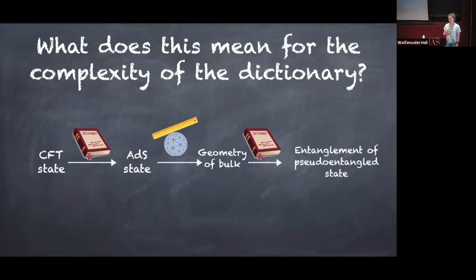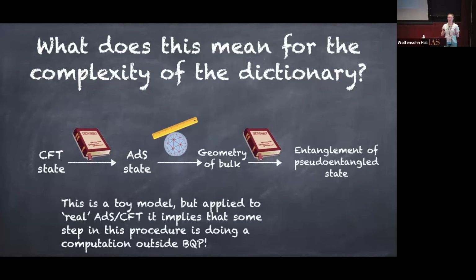We apply the dictionary again to this information about the bulk geometry, and that will give us the entanglement of a pseudo-entangled state. Now, this is obviously just a toy model. We don't actually have a CFT or an AdS space. We've got tensor networks. But if applied to real AdS/CFT, it implies that some step in this process must be doing computation outside of BQP, because we know that measuring the entanglement of a pseudo-entangled state is not possible in quantum polynomial time. Therefore, some step in this procedure is doing a computation that isn't possible in quantum polynomial time.